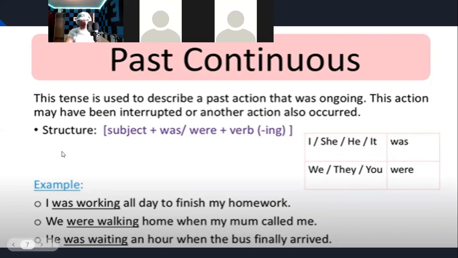So here's an example. Here are some examples actually. I was working all day to finish my homework. We were walking home when my mom called me. He was waiting an hour when the bus finally arrived.